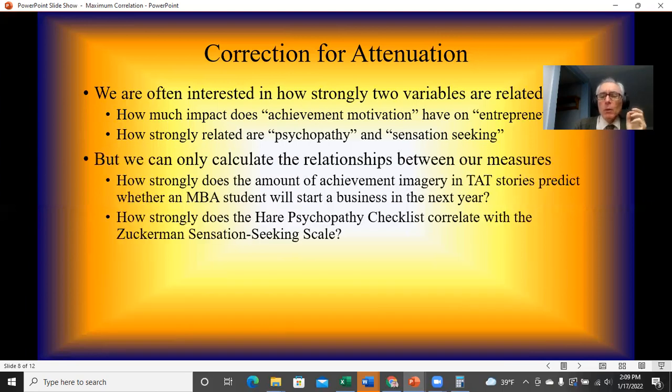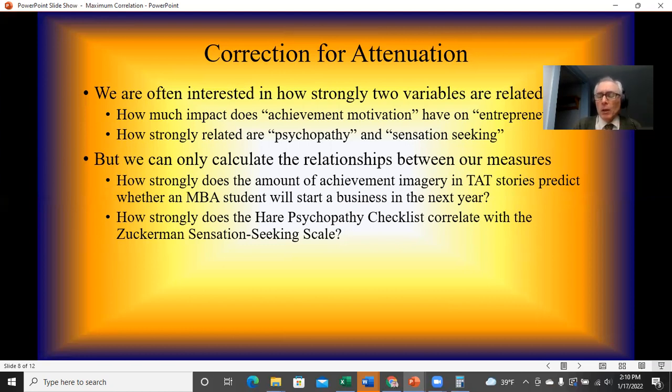But in the real world, of course, we can only calculate the relationships between empirical data collected with our imperfect measures. So I could show somebody a series of pictures and have them tell stories about them and have judges rate the achievement imagery in the stories. And now I have a rating of achievement motivation. Say I did this with a group of students in business school who were all getting their MBAs. I could then track them down in a year or so and see how many of them have started a business. Those are decent ways of trying to capture achievement motivation and entrepreneurship, but they're imperfect.